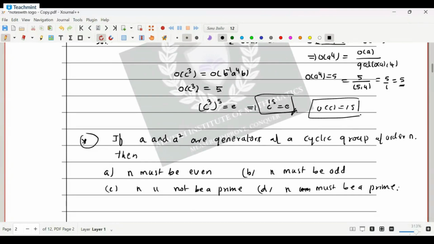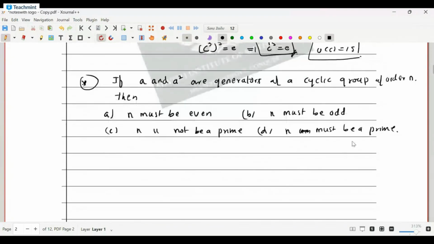n must be a prime, sir. G is a group of order n and A square are generators, it says. So A is a cyclic group and G is a cyclic group and A square are generators, sir. Which implies order of G is equal to n, which is equal to order of A, and also equal to order of A square.